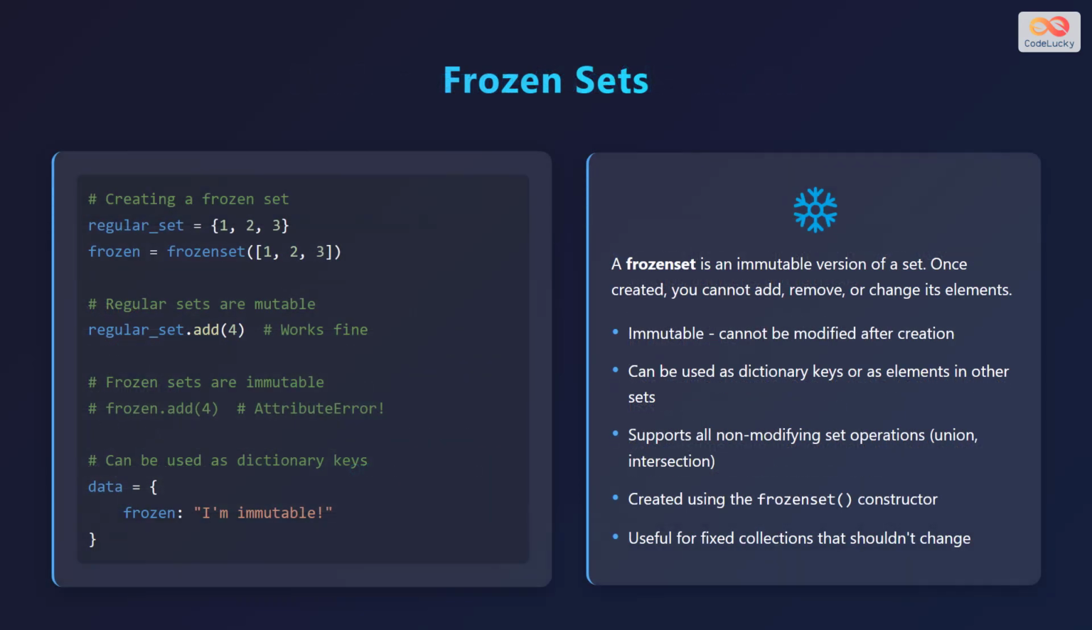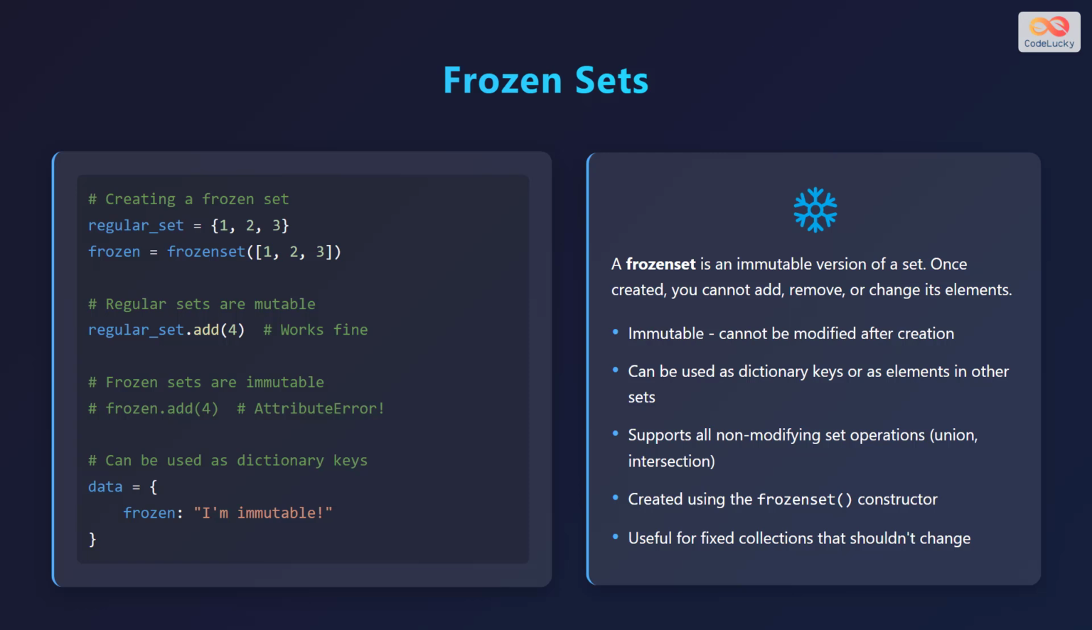Let's explore frozen sets in Python. A frozen set is an immutable version of a set. Once created, you cannot add, remove, or change its elements. To create a frozen set, you can use the frozenset constructor. For example, regular_set = {1, 2, 3}, and frozen = frozenset([1, 2, 3]).